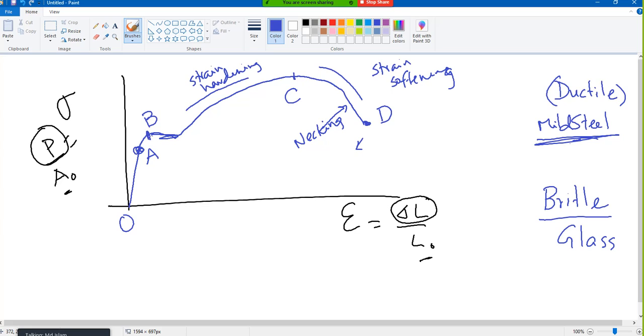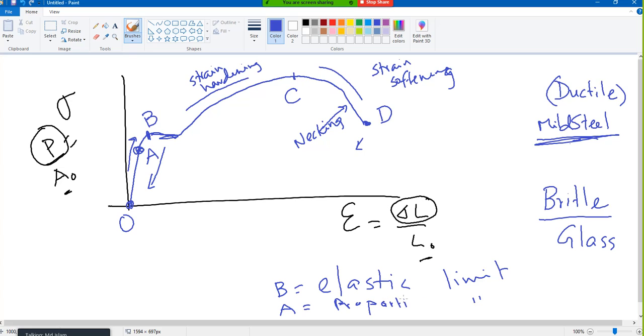Now, what does yield point mean? Yield point means up to B, if I release my load, it will come back to the original position. So B is the elastic limit. Again, A is not the elastic limit. A is obviously in the elastic region, but it is the proportional limit, proportional. A is within the elastic region and it is a linear portion, but B is the elastic limit.